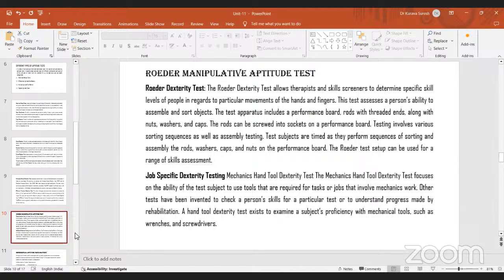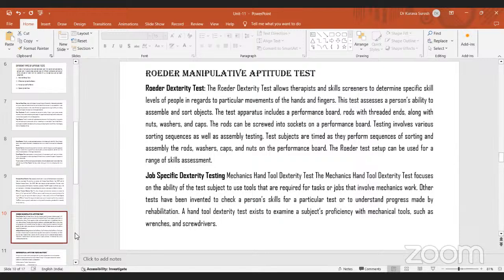The test apparatus includes the performance board, rods with nuts, and wrestler caps. The rods are screwed into a shop on a performance board. The test involves various shooting sequences as well as assembling. The test subjects are timed as they perform a sequence of scoring and assembling the rods, wrestler caps and nuts. The Roeder test can be used in a range of skill assessments and job-specific tests.